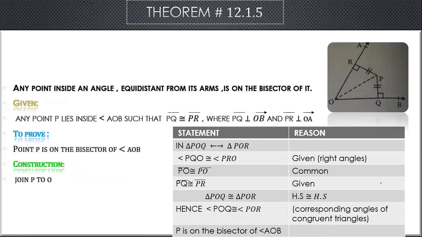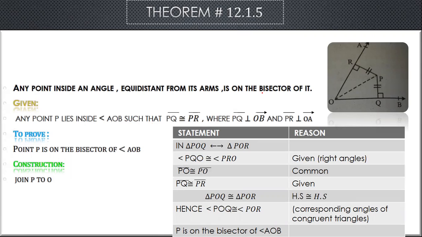Theorem 5. This is the converse of theorem 4. Same as we have done, theorem 2 is the converse of theorem 1. Similarly, theorem 5 is the converse of theorem 4. Almost the statement is the same. Any point inside an angle equidistant from its arms is on the bisector of it.